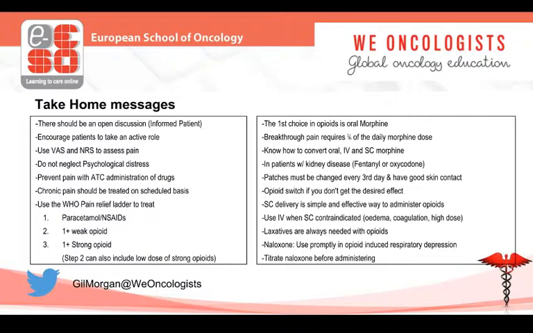Use IV when subcutaneous administration is contraindicated, such as in cases of edema, coagulation problems, or when high doses are needed. Laxatives are always needed with opioids. Naloxone, when used promptly, can help you in cases of respiratory depression caused by opioids. Titrate naloxone before administering.